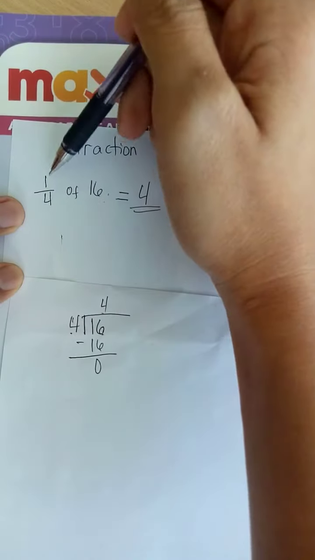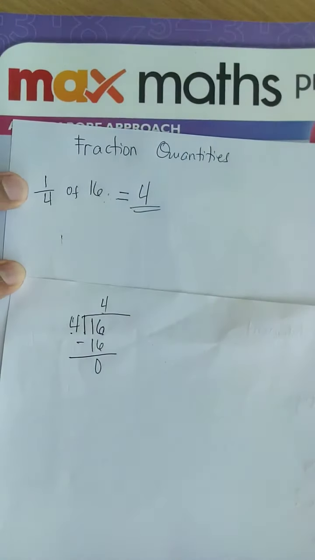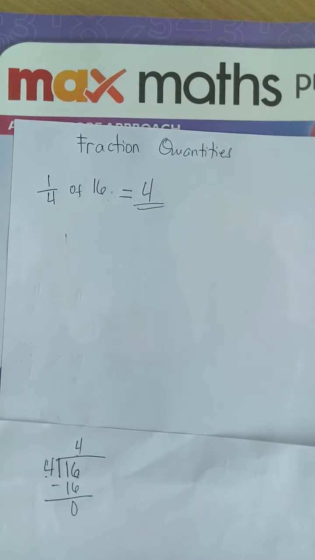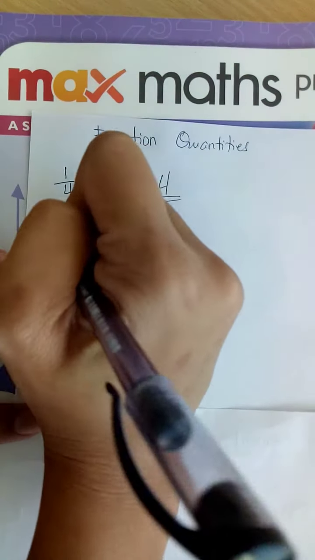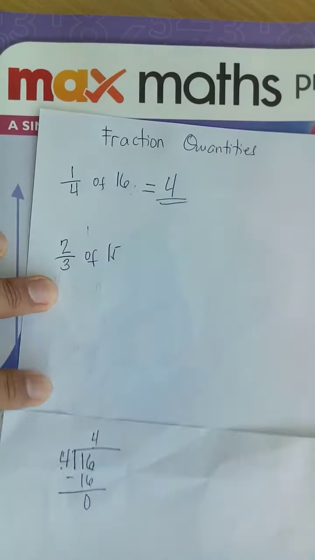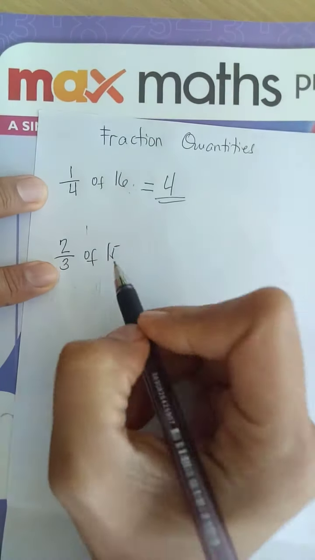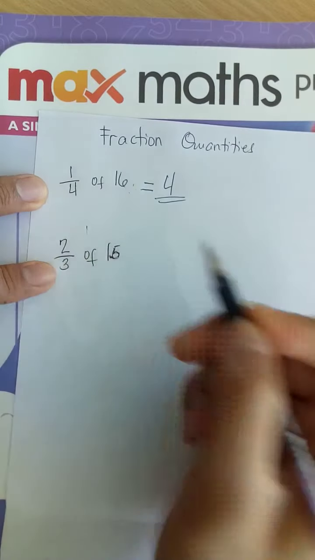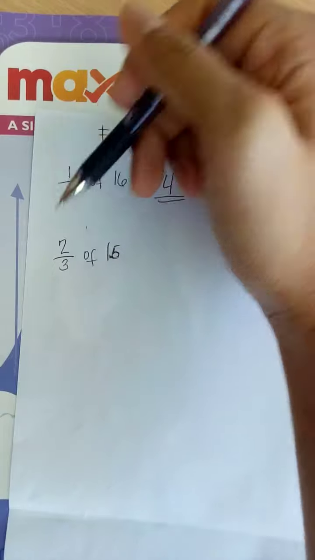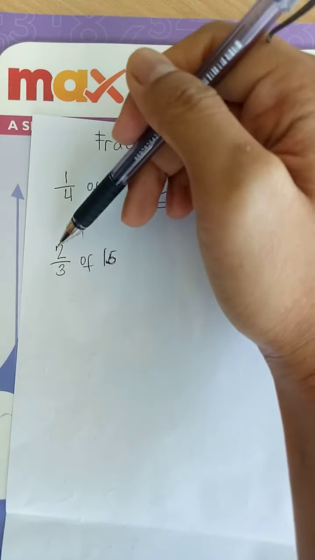If the numerator, take note, if the numerator is 1. What if the numerator is not 1? What if it's more than 1? Okay, I'll give another example. We have 2/3. Let's say 2/3 of 15. We need to find the 2/3 of 15. Now our numerator is not 1. It's more than 1. It's 2.